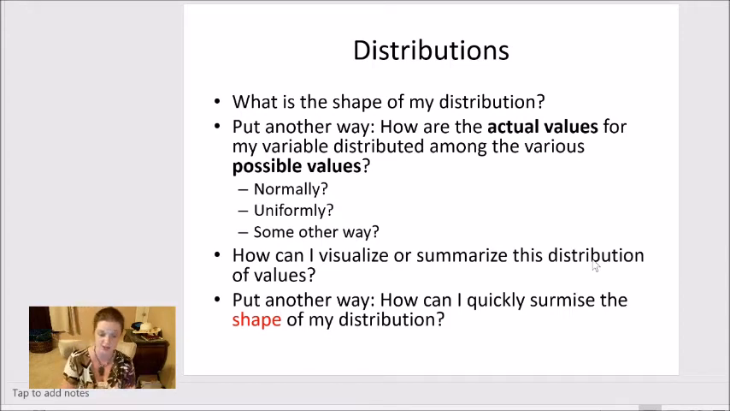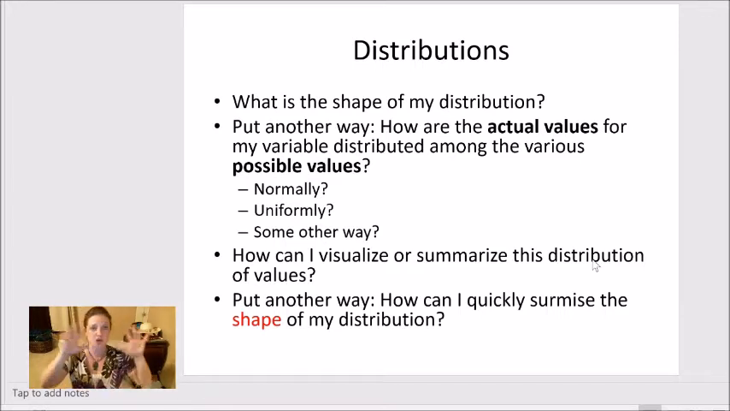And there are some common ways. We're going to learn about normal distributions, uniform distributions, bimodal distributions, and skewed distributions, because these are some really common patterns for people's scores to come out. These are really some common ways to answer the question, where are the people?